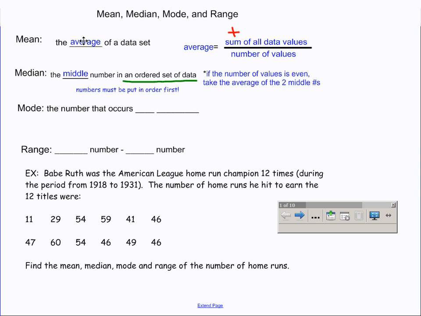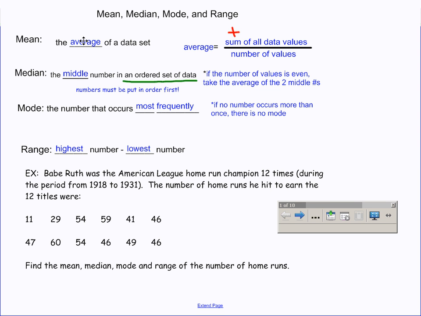The mode is the number that occurs most frequently. So when you look at your data set, what number occurs most often? If no number occurs more than once, there is no mode. It is possible to have more than one mode, though. And the last part is the range, which is where you take your lowest number from your highest number.